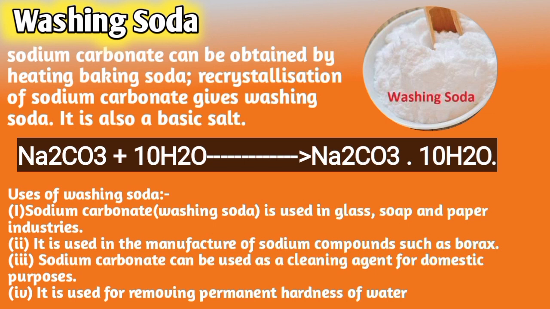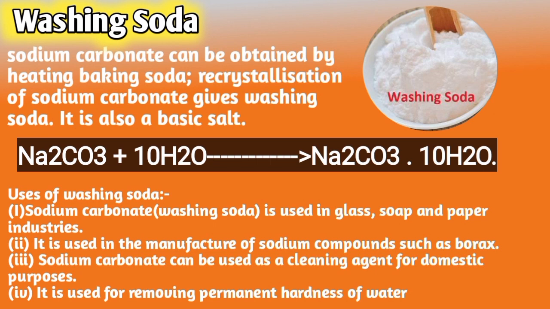Next, coming to another salt, washing soda. For washing soda preparation, sodium carbonate can be obtained by heating baking soda. Recrystallization of sodium carbonate gives the washing soda product. It is also a basic salt. The formula is Na2CO3.10H2O.